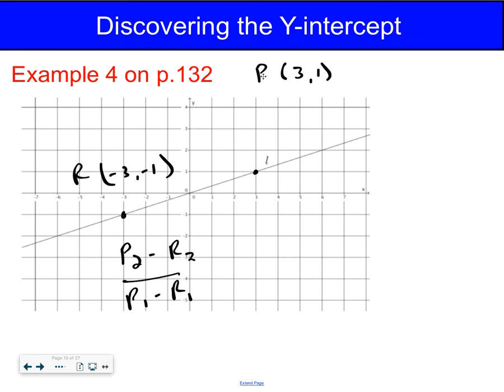So P2, if you remember, would be the second. So this would be P1 and P2, and this would be R1 and R2. So let's go ahead and fill this in. P2 would be 1, right here, and I'm going to subtract R2, which would be here. It's just -1. So 1 minus -1. And then P1 is right here, 3, and I'll be subtracting -3.